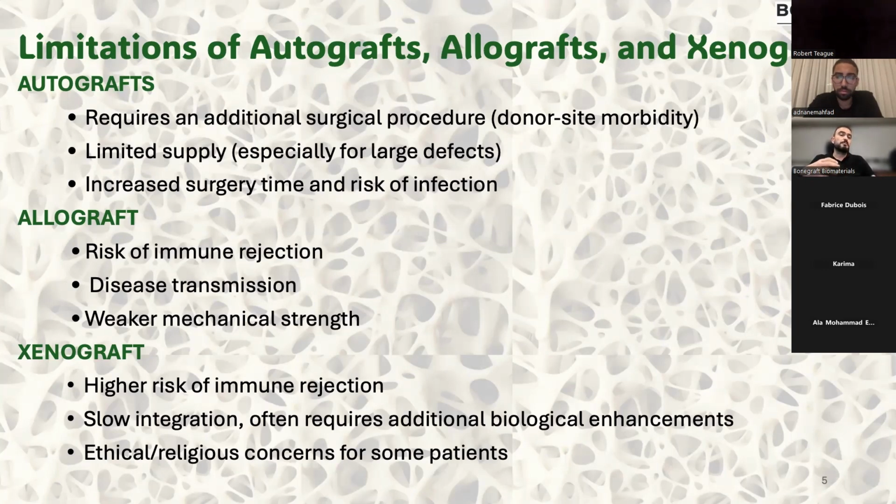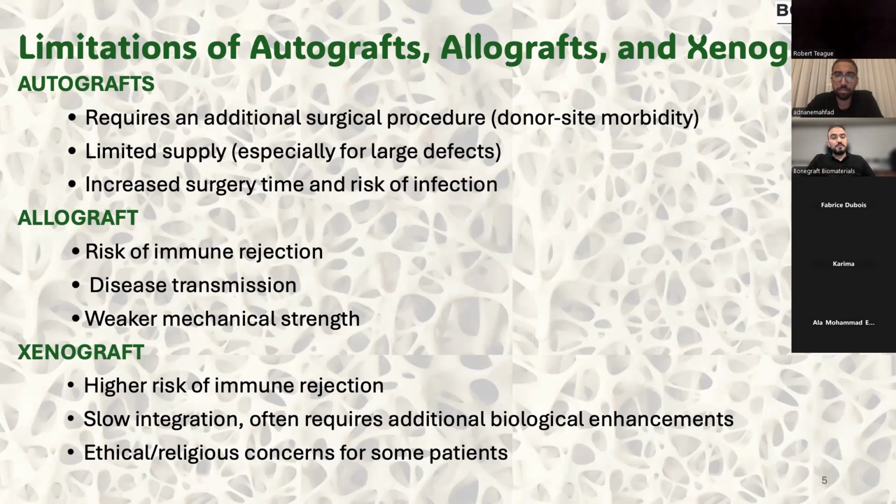Donor site morbidity is a fundamental drawback of autograft usage. It also has limited supply, so you can't fill larger defects. And it will increase the surgery time, and when the time increases, the infection risk also increases significantly.